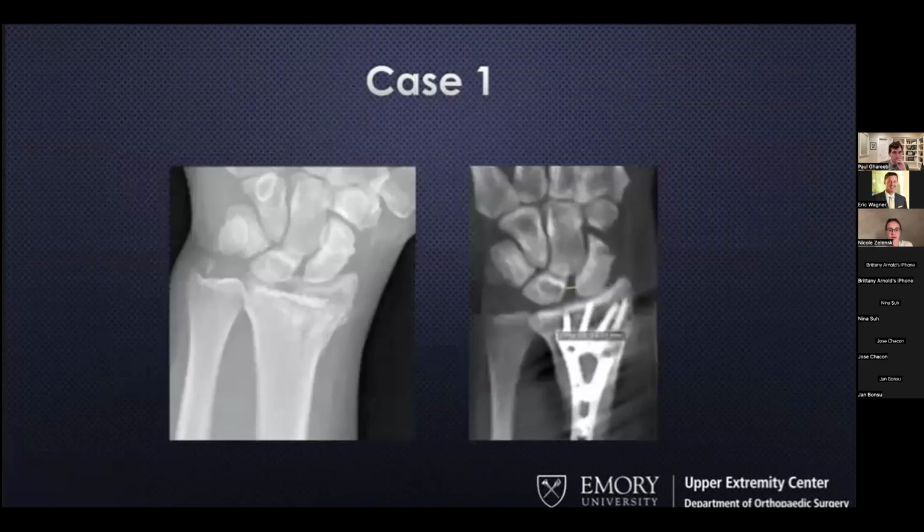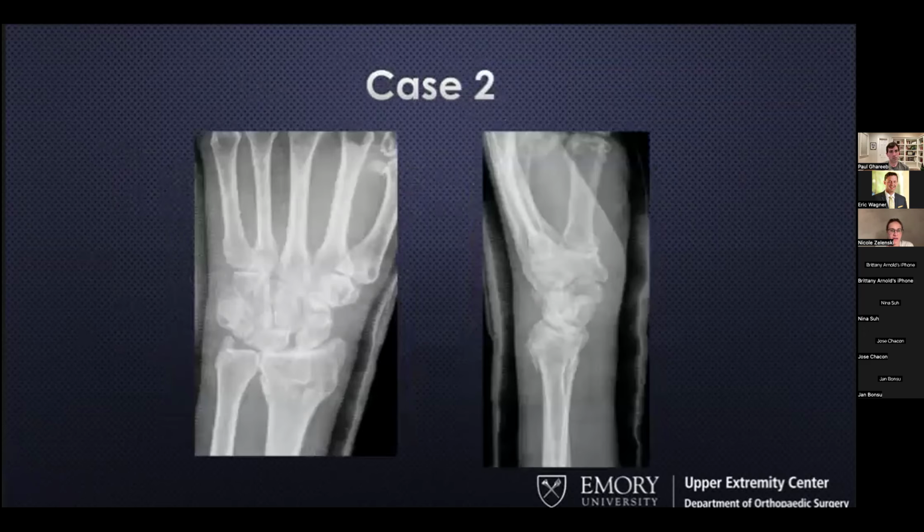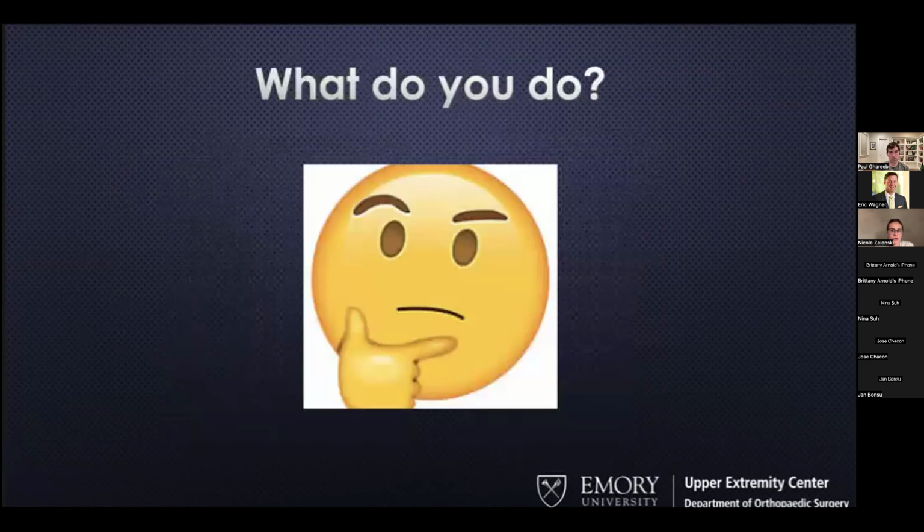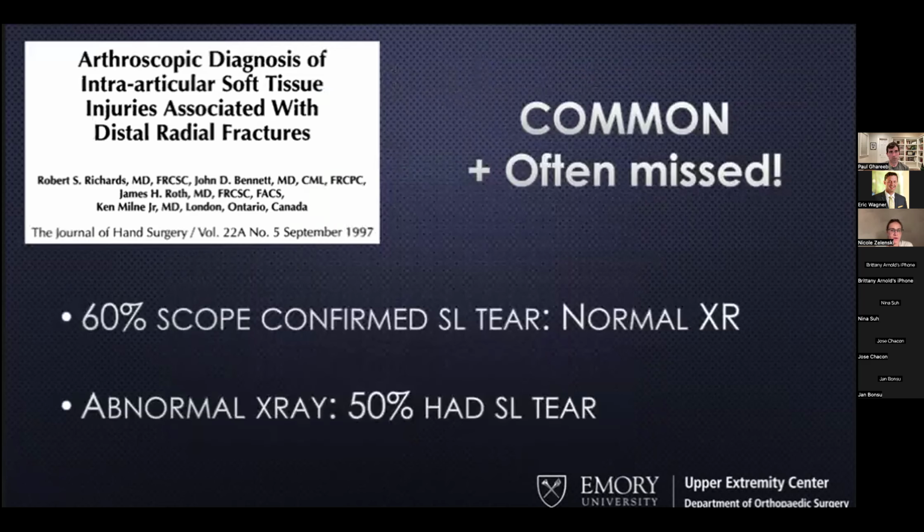So these are two cases. They're actually cases of Dr. Su's, both about 65 years old. You can see there's a distal radius fracture where the primary component is extra-articular. This is a 65-year-old gentleman who fell from a ladder, and you can see there's obvious SL widening even after the distal radius fracture was fixed. Here's case 2, about the same age gentleman, who also had a distal radius fracture and SL widening. So the question is, what do we do in this setting?